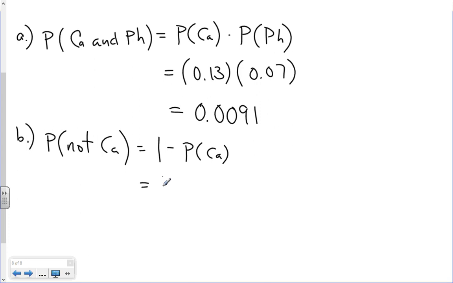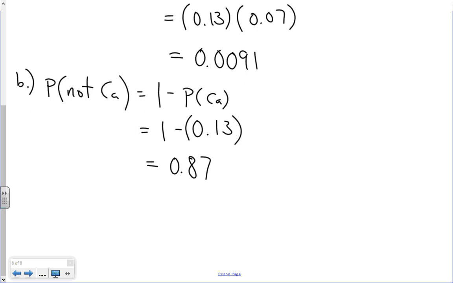And that we know is 1 minus the probability that Kelvin gets the mumps is 0.13. So 1 minus 0.13, that's 0.87. 87% chance that he doesn't get the mumps. 13% chance that he does. Again, it's a complement, meaning that these are the only two outcomes. Either he's going to get the mumps or he doesn't get the mumps.